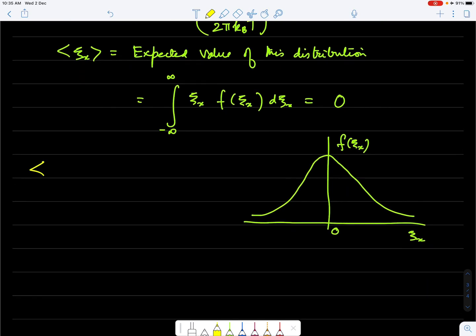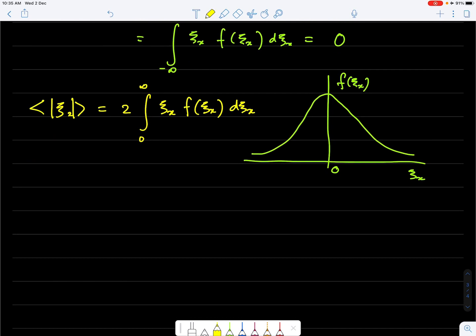But if I want to look at now the expected value of the mean velocity, now that would be 2 times the integral from 0 to infinity of ξx f(ξx) dξx, and this, if you work out, will actually have to be done using integration by parts, so you will get the square root of 2kBT by πm.